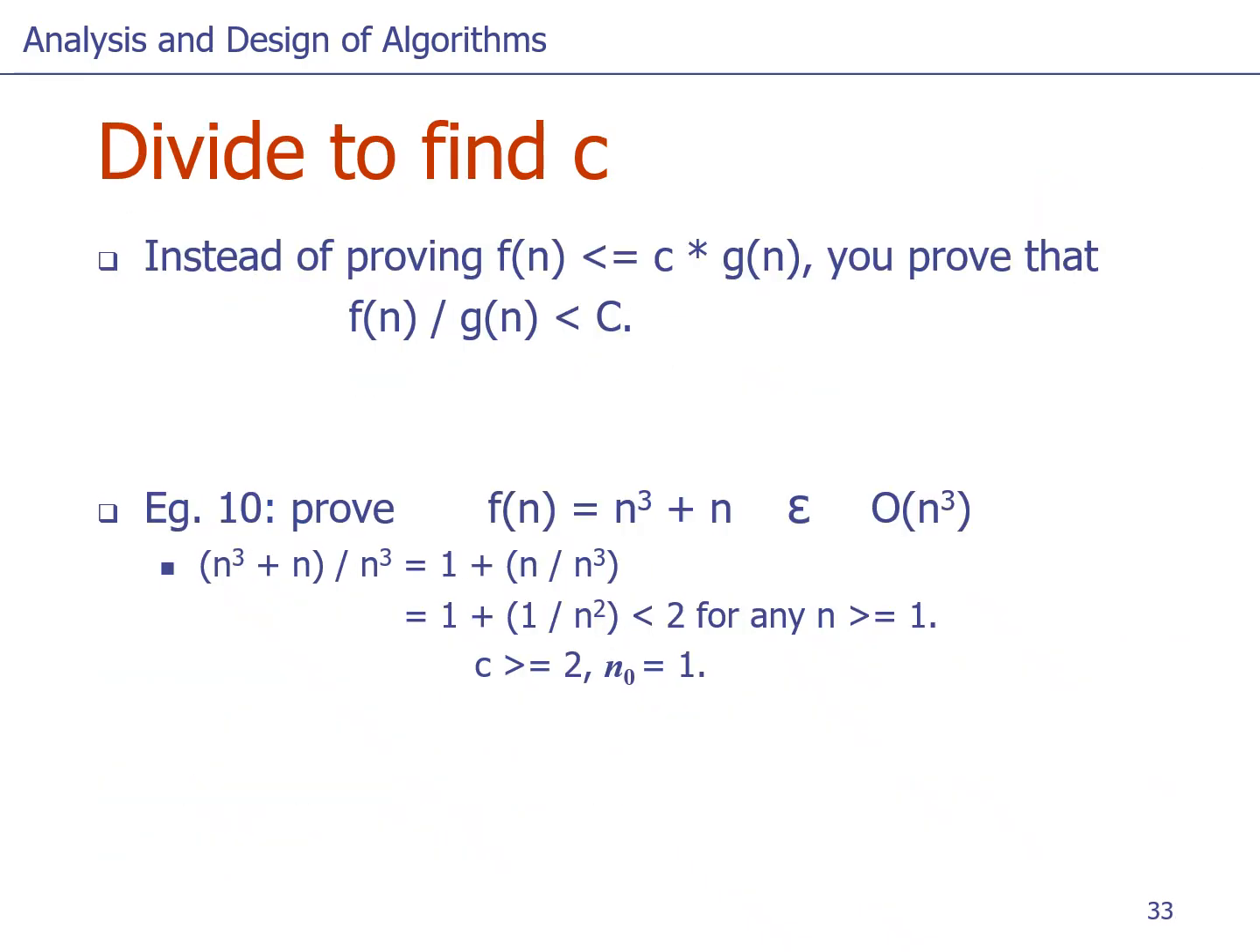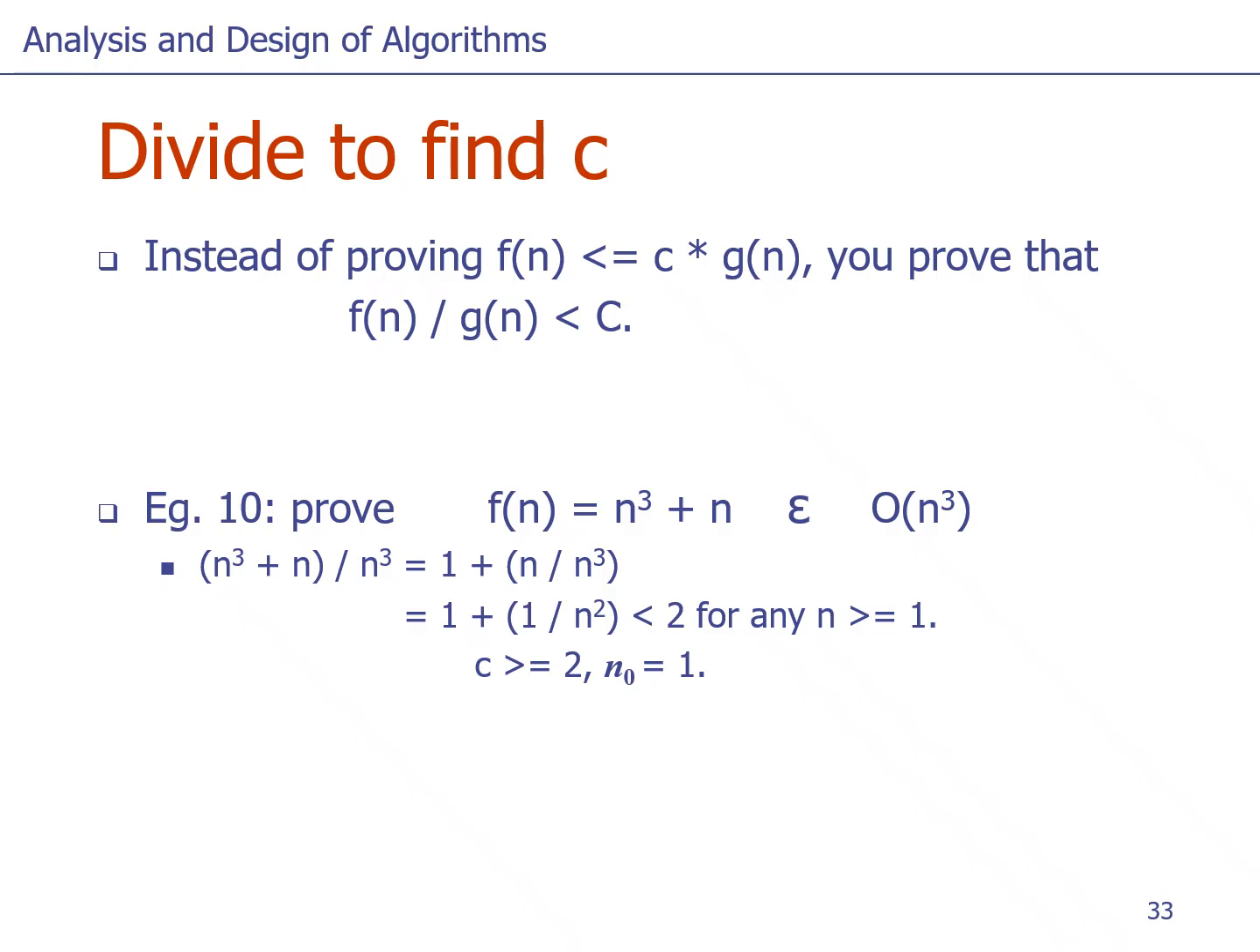Now, the next technique we could use to find n naught and c is to divide f of n by g of n. Remember, the definition of big O says that f of n is going to be less than or equal to some constant multiplied by g of n in order to claim that f of n is in O of g of n.